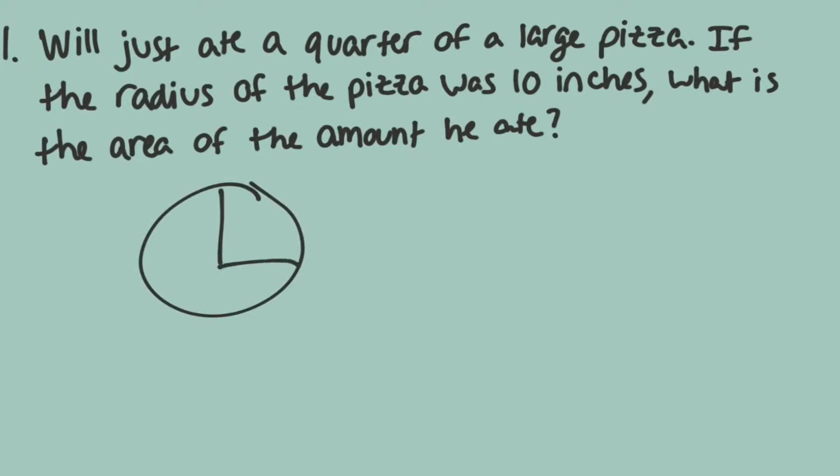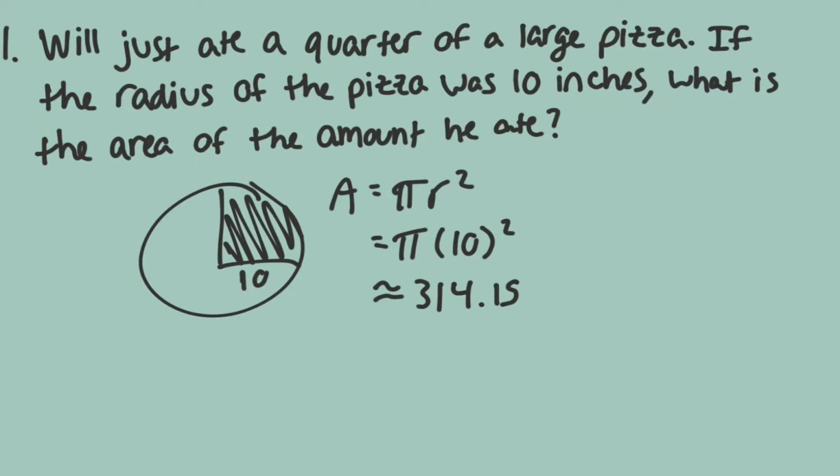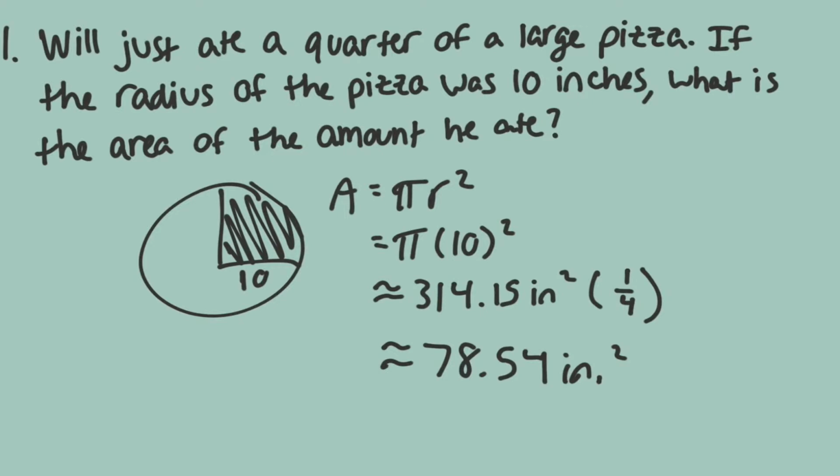So if he just ate a quarter of it and the radius is 10 inches, what's the area of the amount that he ate? Well, the area of the whole circle is pi r squared, so we need to do pi times 10 squared, and we get about 314.15 inches squared. But that's for the whole circle. He only ate a fourth of the pizza, so I'm going to multiply that by a fourth, and we get about 78.54 inches squared.